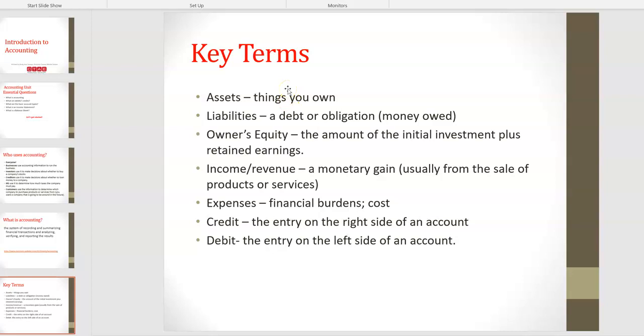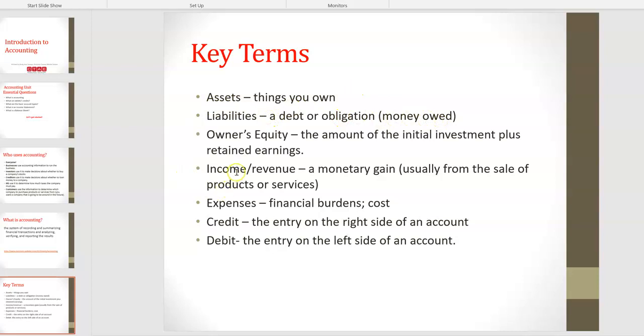Then you also have liabilities, because sometimes when you're trying to purchase assets or do things within the business, you might not have all the cash you need, or you may not want to use cash. You may want to use credit, or you may need to take a loan to get these things. When that is the case, then you have liabilities. A liability is a debt, or an obligation. It's something that is owed that has to be repaid. So assets, things you own; liabilities, things that are owed that have to be repaid.